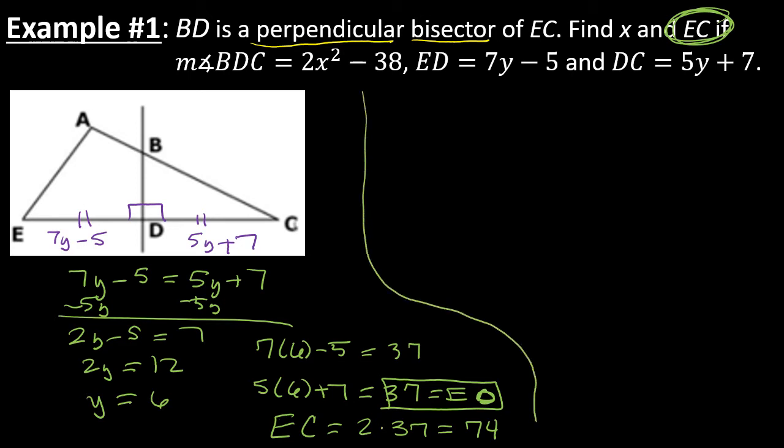All right, so now let's talk about our angle. Angle BDC is 2x squared minus 38.